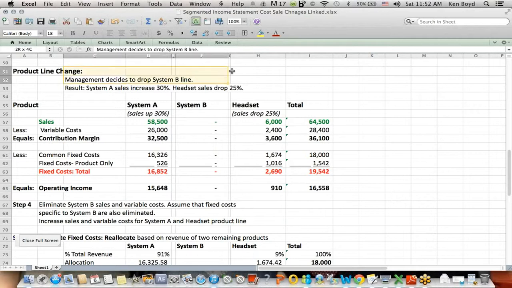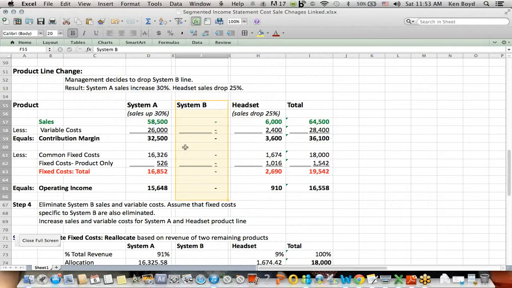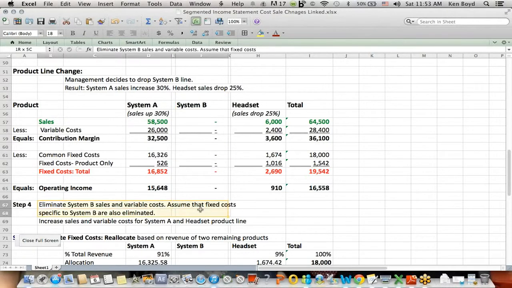Then we have a product change. Management decides to drop System B. System A sales goes up 30%, which means that their sales and variable costs change by 30%. Headset sales drop 25%, which will affect both sales and variable costs. So for System A, I essentially multiplied sales and variable costs by 130% to reflect the 30% sales increase. For System B, I'm assuming that the sales and variable costs and System B's direct costs go away. I say that right down here.